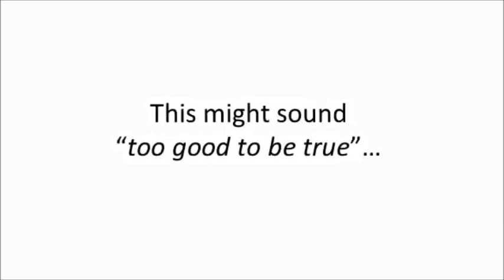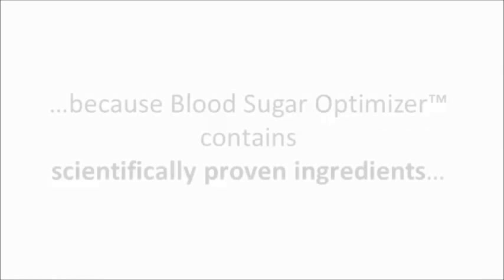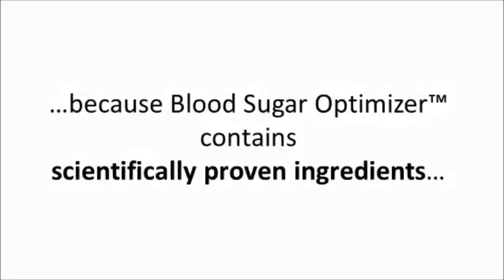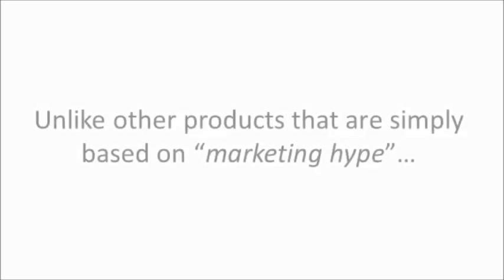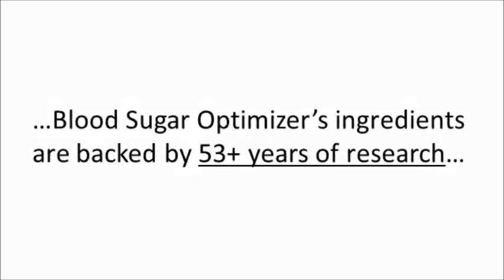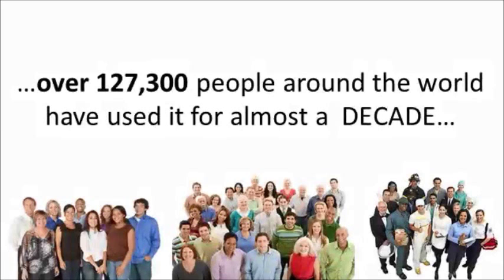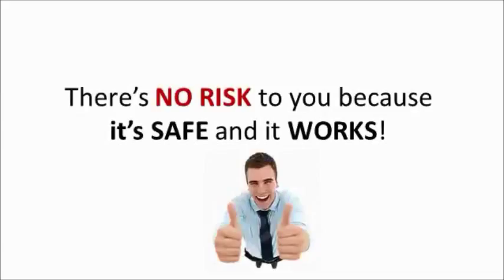Now, this might sound too good to be true, and if this is the first time you've been on our site, you're probably worried and think, yeah, sure. But I can give such a guarantee because Blood Sugar Optimizer contains scientifically proven ingredients with over 1,800 published studies. Now, unlike other products that are simply based on maybe marketing hype, Blood Sugar Optimizer's ingredients are backed by 53 years of research, and over 127,000 people around the world have used it for almost a decade, and that's why we also offer a one-year satisfaction guarantee. So there's no risk to you because it's safe and it works.